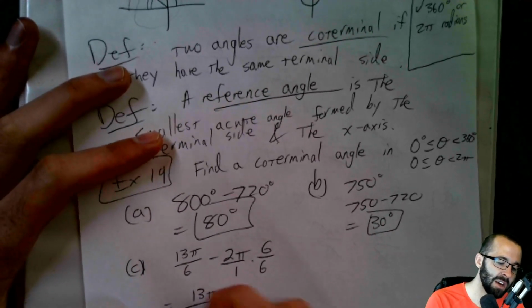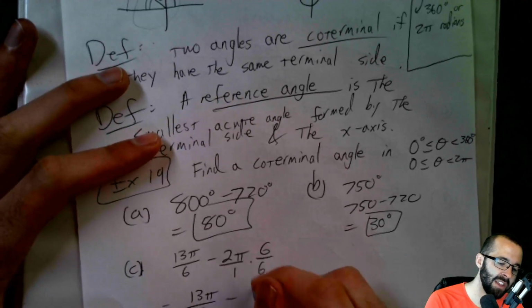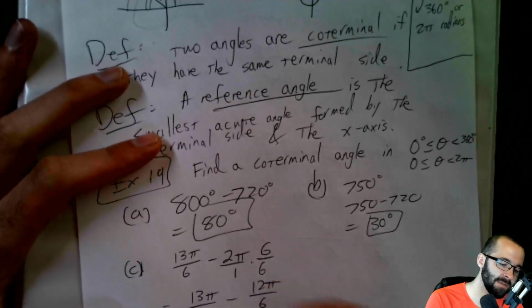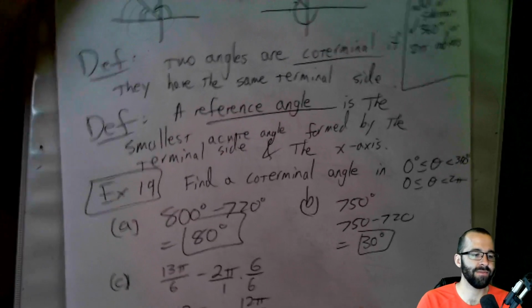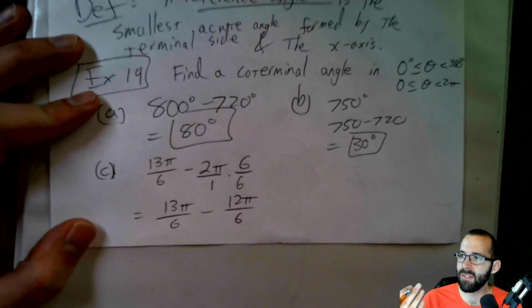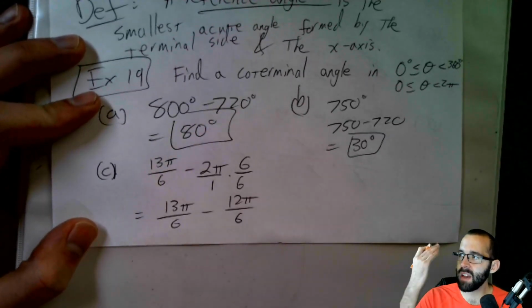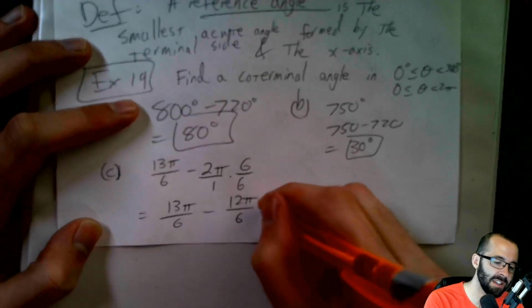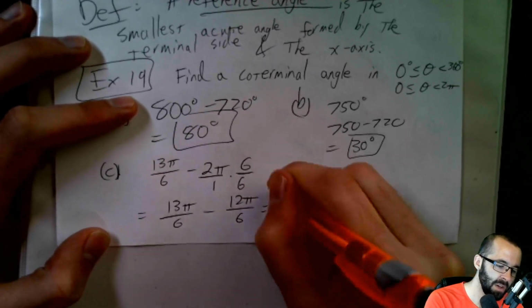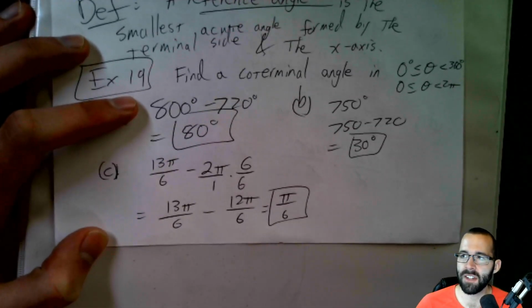So we have 13 pi over 6 minus, you multiply that out, you get 12 pi over 6. So we had 13. You had 13 of them. We lost 12 of them. Now we have 1 pi over 6, which is also 30 degrees.